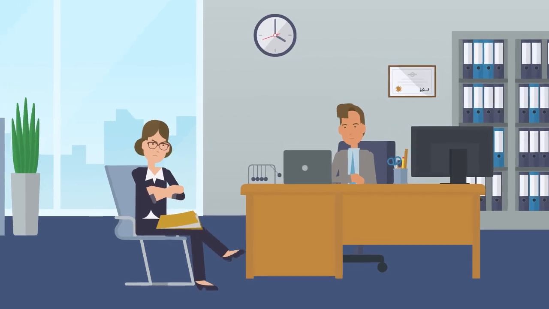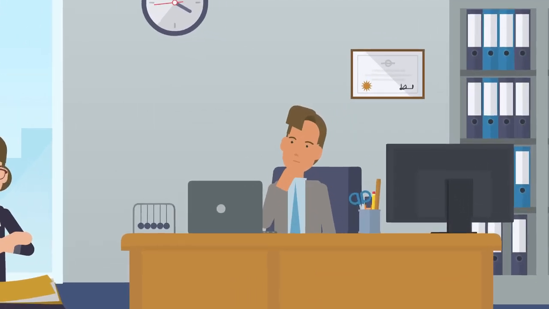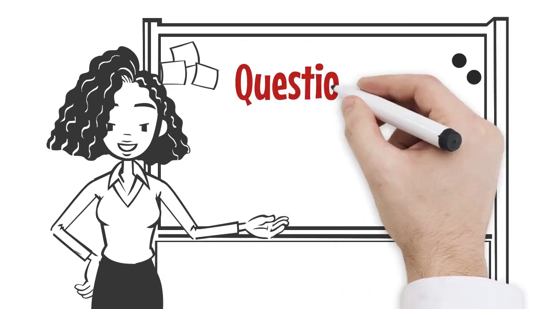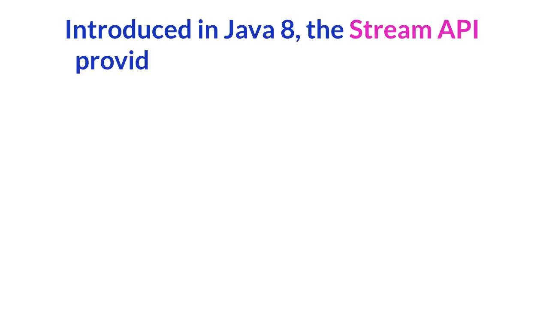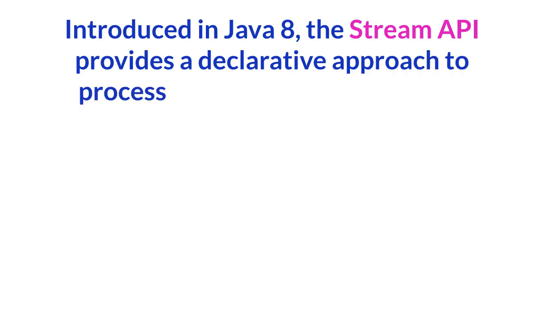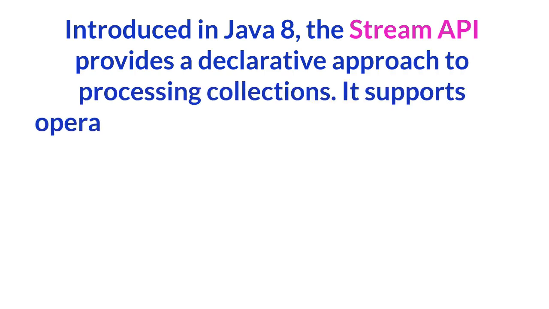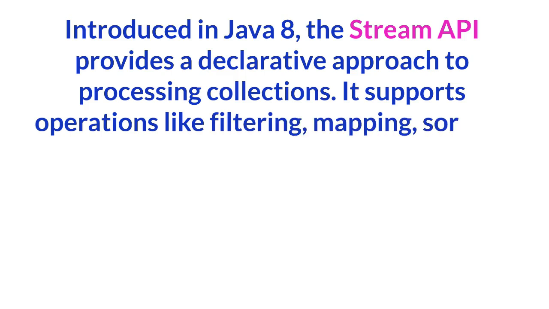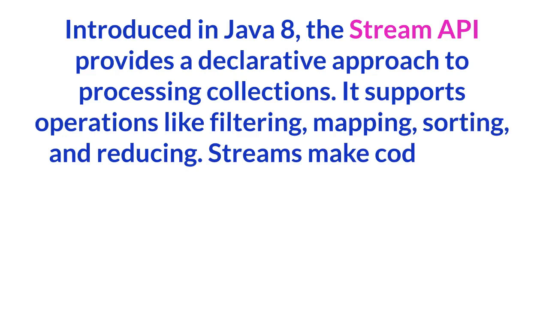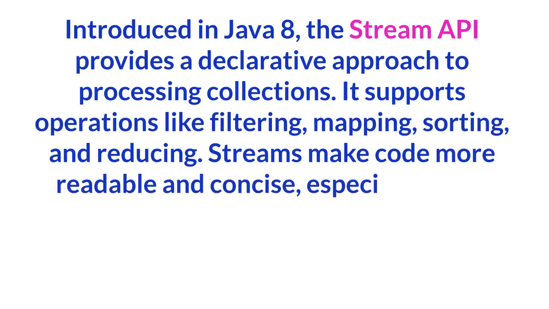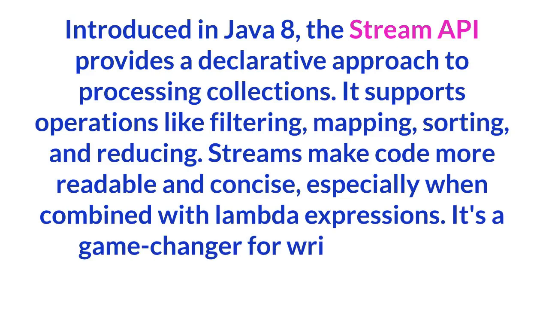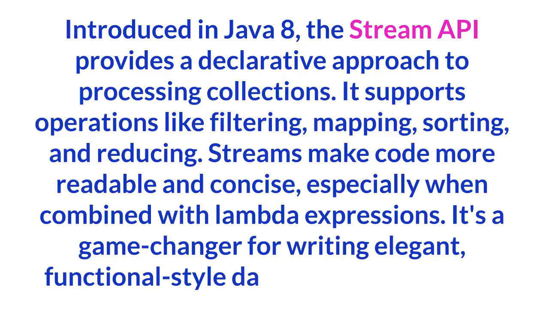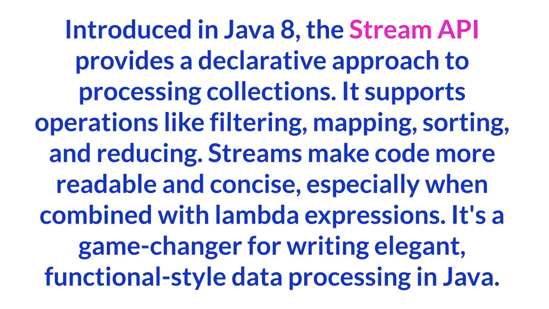What is the Java Stream API and why is it useful? Introduced in Java 8, the Stream API provides a declarative approach to processing collections. It supports operations like filtering, mapping, sorting, and reducing. Streams make code more readable and concise, especially when combined with lambda expressions. It's a game changer for writing elegant, functional-style data processing in Java.